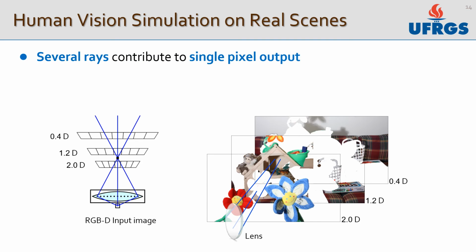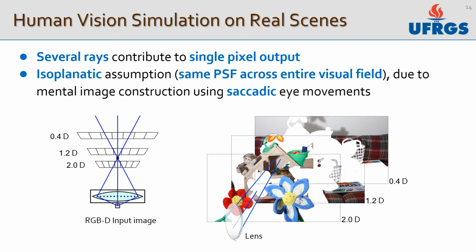As expected from a traditional ray casting approach, several rays contribute to form a single pixel output, and we use the same tree to simulate the outcome of every pixel. These data structures don't need to be different across the visual field because we assume the point spread function, or PSF, is the same on every direction. This is the so-called isoplanetic assumption, and it is used because the outcome of our simulations is not a representation of the state of the retina at a given instant of time, but a picture that will be seen by someone.